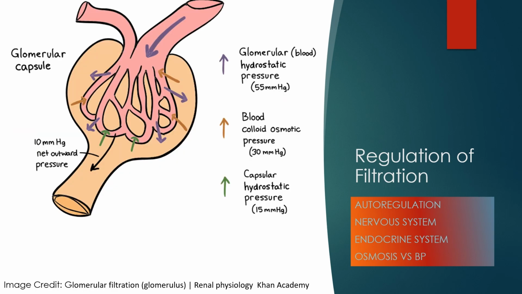So another factor that controls this filtration is blood pressure and osmosis. So we talked a little bit about this with that autoregulation, right? We're controlling how much blood flow is through here, right? So it's controlling the glomerular hydrostatic pressure, right? What your blood pressure is.